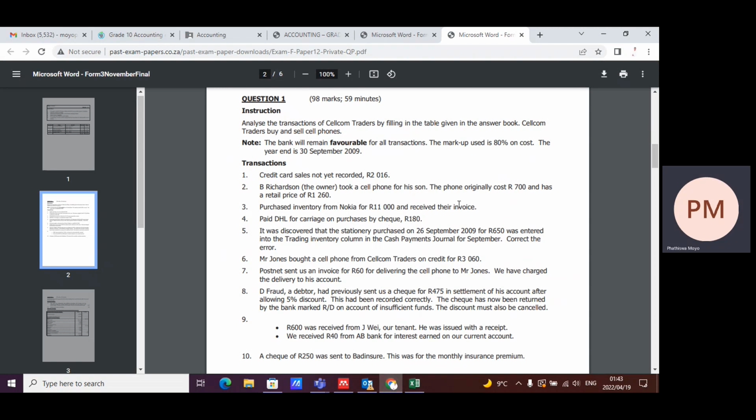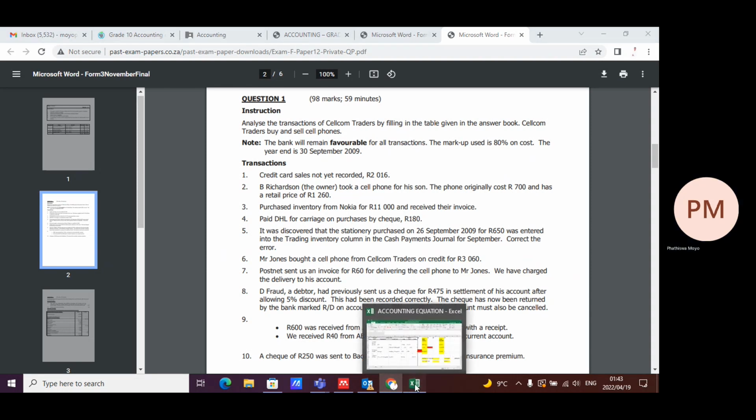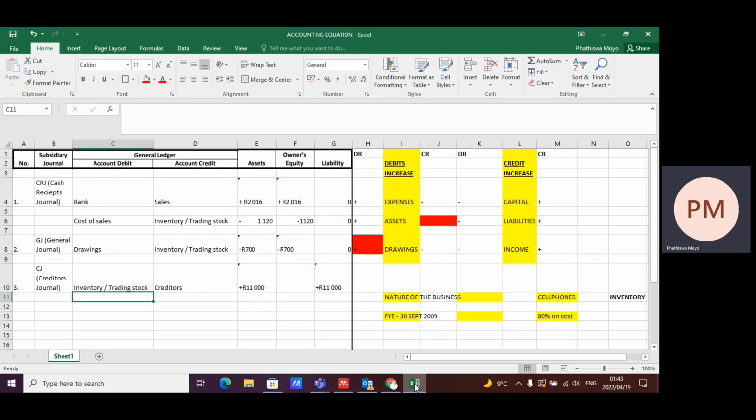So paid DHL for carriage on purchases for check 180. Now, depending on which inventory system we use, if we are using the periodic inventory system, we would add those as part of inventory. But in this case, they're not specific, so I'd write it off as expenses.